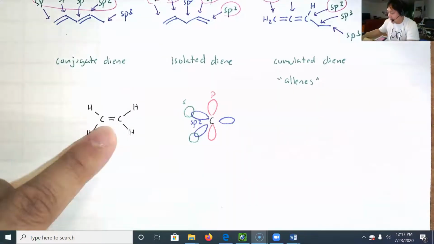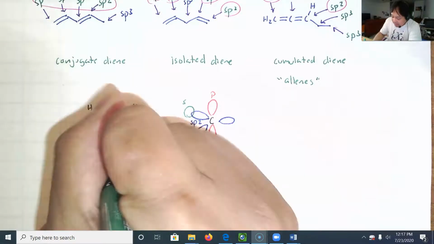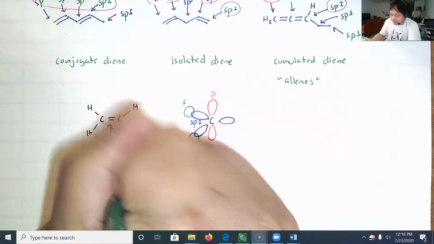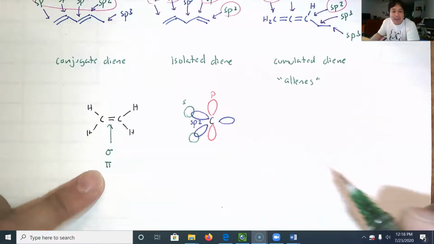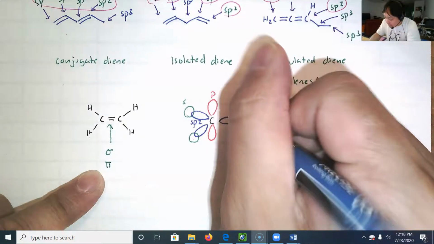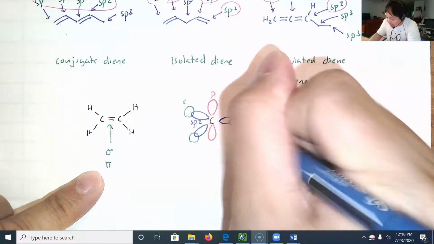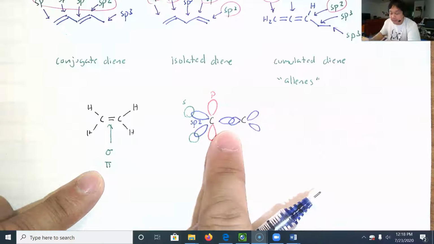You know that this is a pi bond, right? For this bond right here, you have a sigma bond and a pi bond. Well, what's making the pi bond? It's the p orbitals of the 2 carbons. So here's your sigma bond, an overlap of the sp2 orbitals.